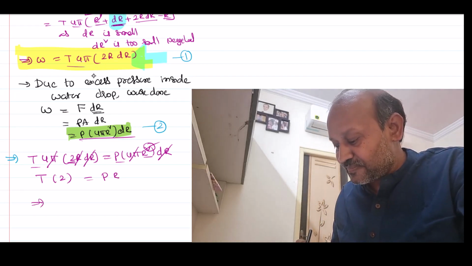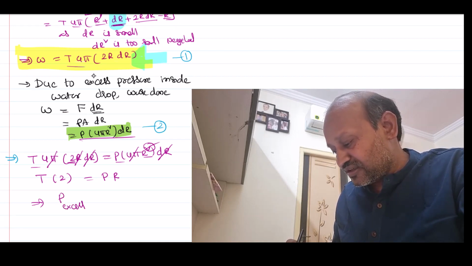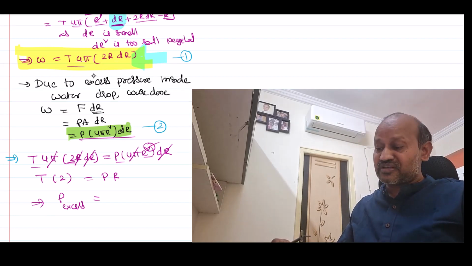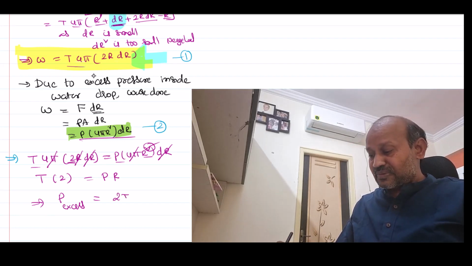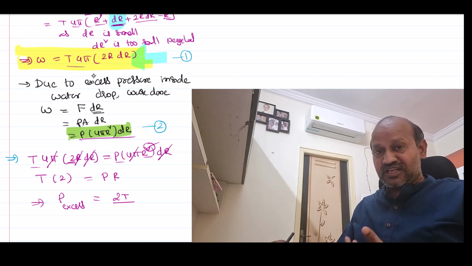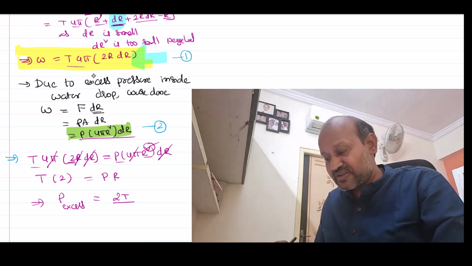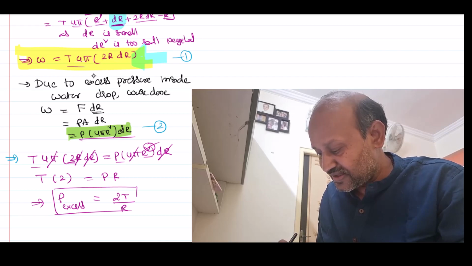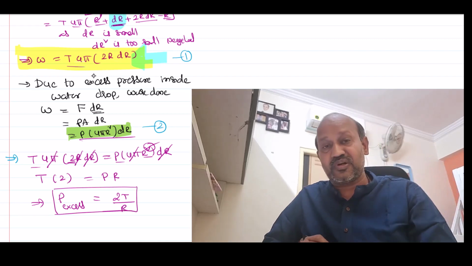That implies the equation for the pressure, or excess pressure. What I have derived is an excess pressure, because this work is done by the excess pressure inside the drop. People casually call it pressure, but what we are actually deriving is an excess pressure, P excess equals 2T by R. So that's the equation for the excess pressure in a water drop.